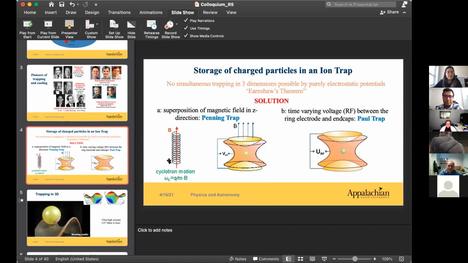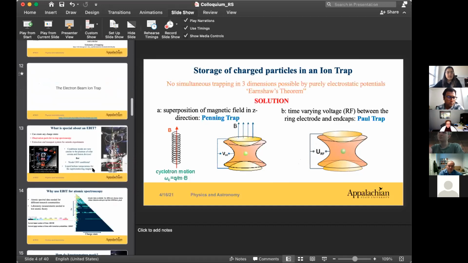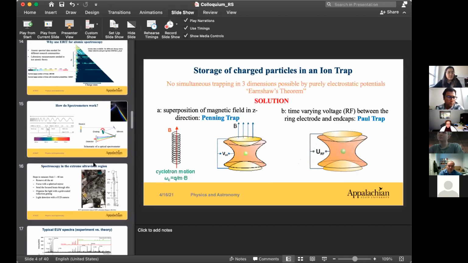And one of the things that I pointed out earlier is to be able to do spectroscopy in the IR visible region, which is very, very good with the ion trap and its capabilities right now.